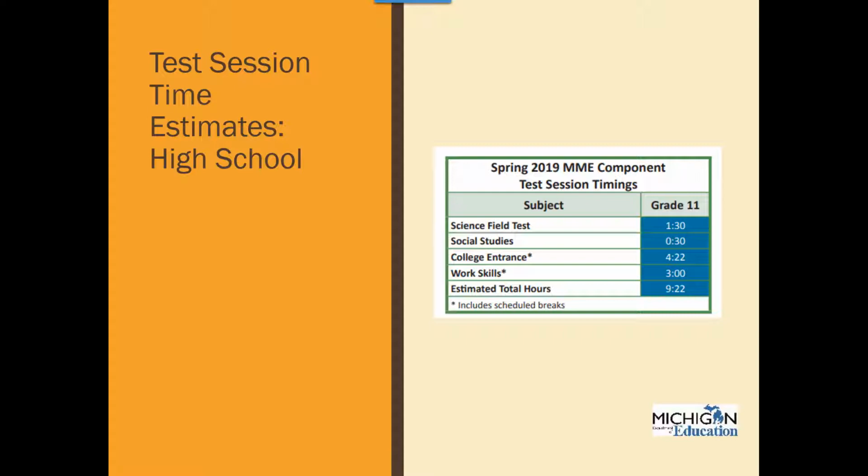The science field test is estimated to take 1 hour and 30 minutes to complete. The MSTEP Social Studies is estimated at half an hour. College Entrance, the SAT, time estimate includes scheduled breaks. This test will take 4 hours and 22 minutes total. The ACT WorkKeys timing listed here also includes scheduled breaks, and that will take 3 hours.